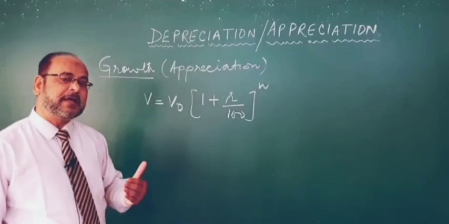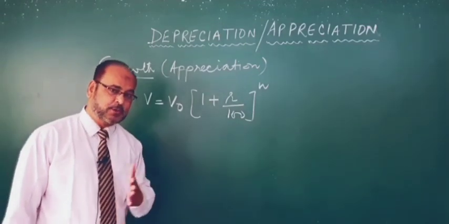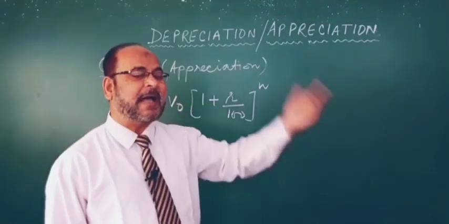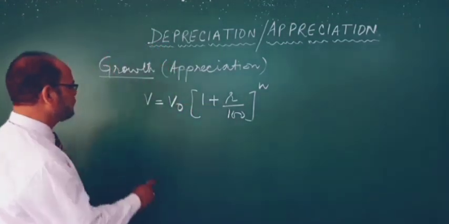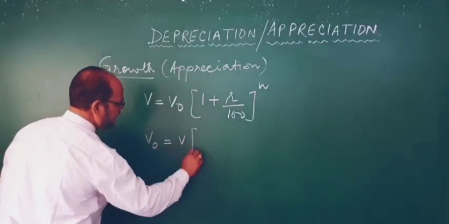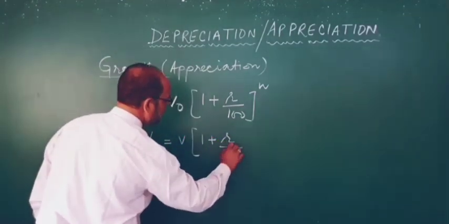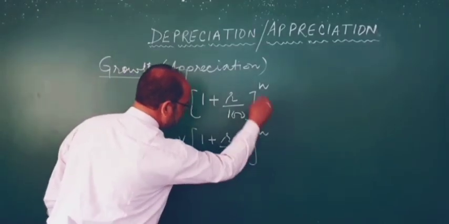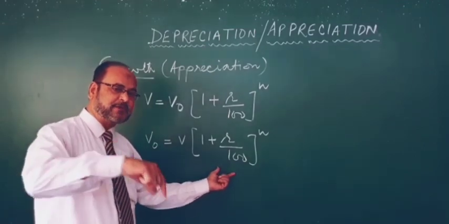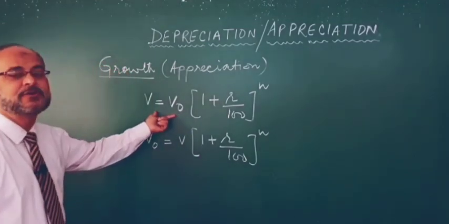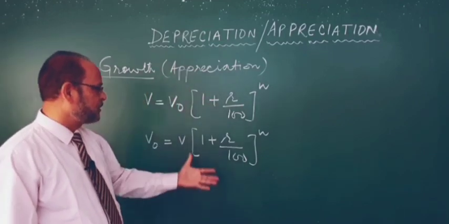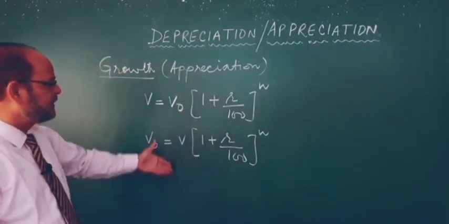Now if you want to find the value of the quantity a few years back, then this formula changes and it becomes V0 equals V (1 plus R upon 100) to the power n. This formula is used to find the value a few years back and the earlier one is used to find the value after some years. So let's see the application of these.